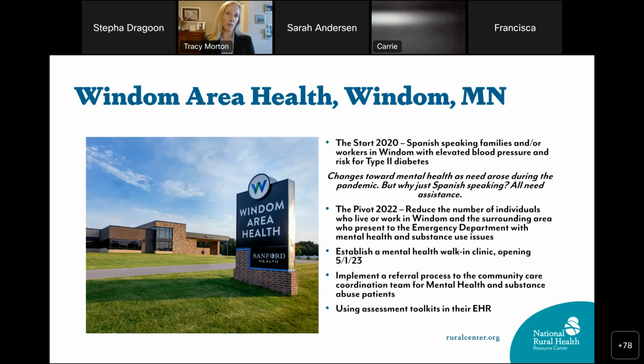So they completely pivoted the project in 2022. And now what they're looking to do is reduce the number of individuals that live or work in the Windham area or surrounding areas that present to the emergency department with a mental health or substance use issue. And what they've done is really recognize not only that was a need, but what's the circumstance in their community.